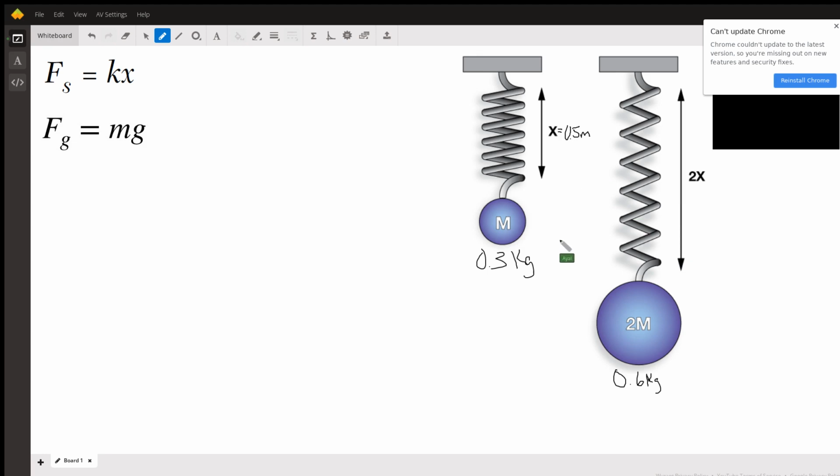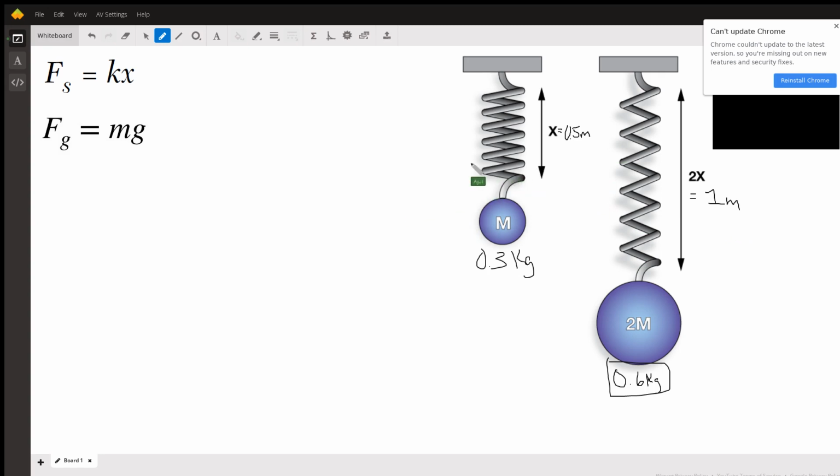So the really quick answer, short answer, is that it will stretch the spring twice as long as the other mass because 0.6 kilograms is twice the mass, twice the size of the first mass, which means it will stretch the spring twice as much. So 2 times, or twice, the original length. The length that it stretches will be 2x, and that would equal 1 meter. That'll be the length of the spring.